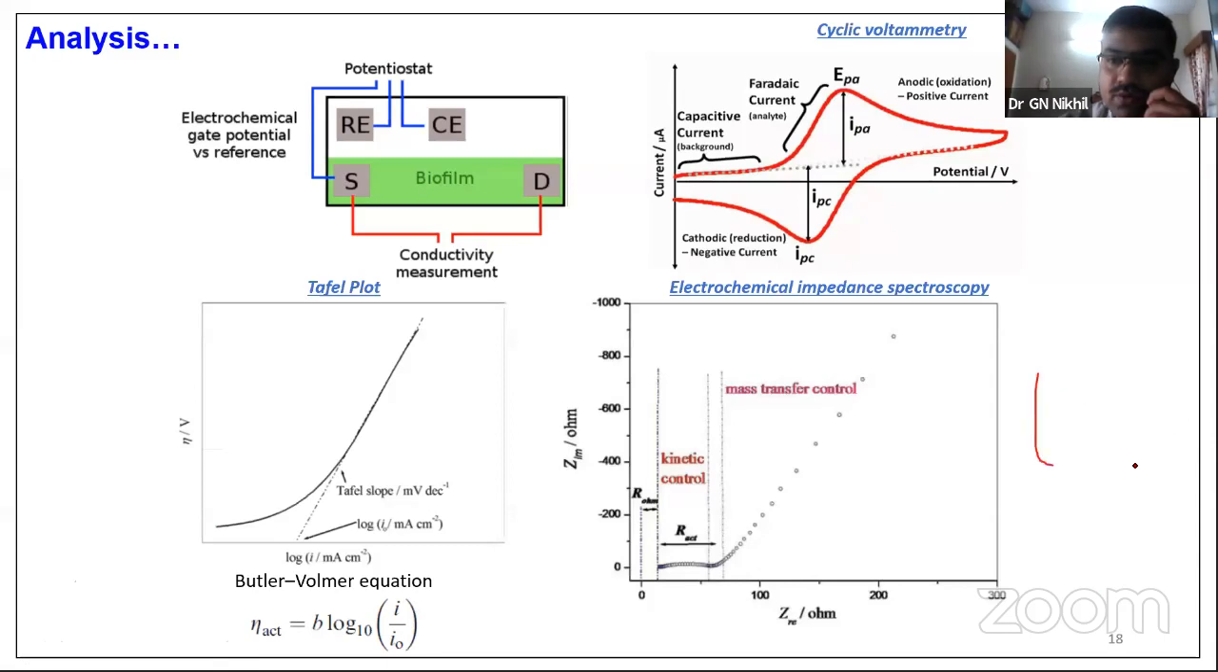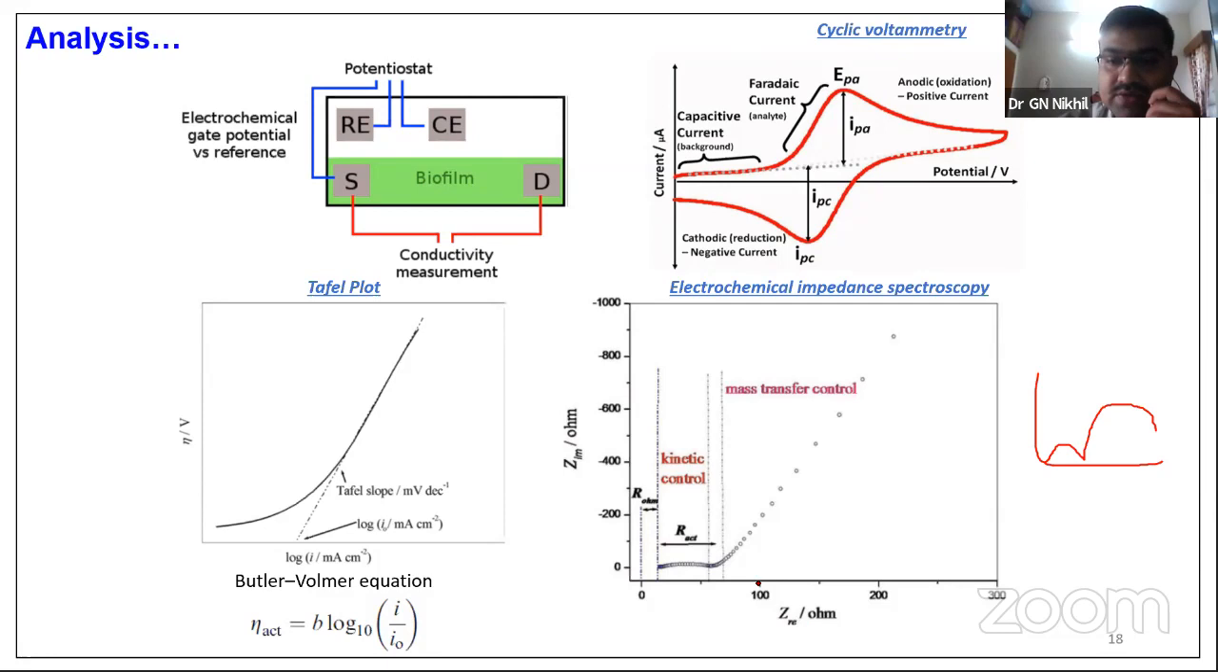If you see this, you get two semicircles or a half semicircle of some kind. This larger portion of the curve indicates one type of resistance, that is mass transfer control resistance, and the smaller curves indicate the kinetic kind of resistances, where a certain fraction could be activation, some could be ohmic losses, and some could be concentration losses also. It's a very powerful technique.